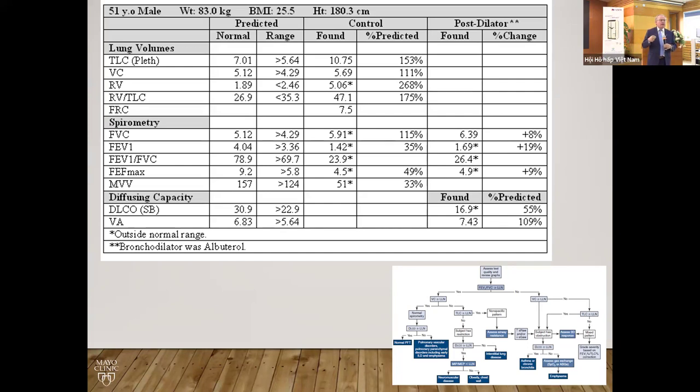If you or I did this test, we would be very comparable. Our TLC and our VAs would match because everything in us works, right? Unless you have some lung disease that I or you don't know about.